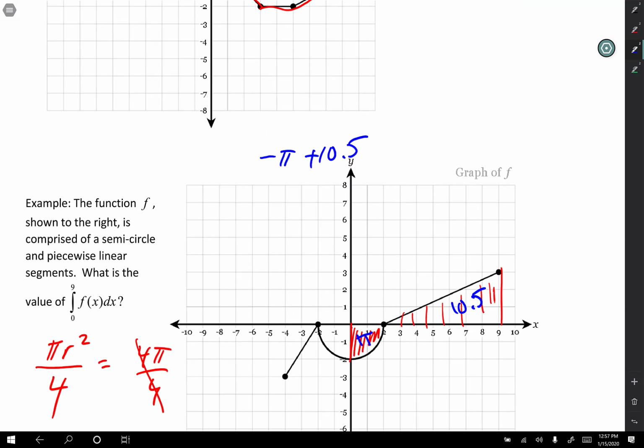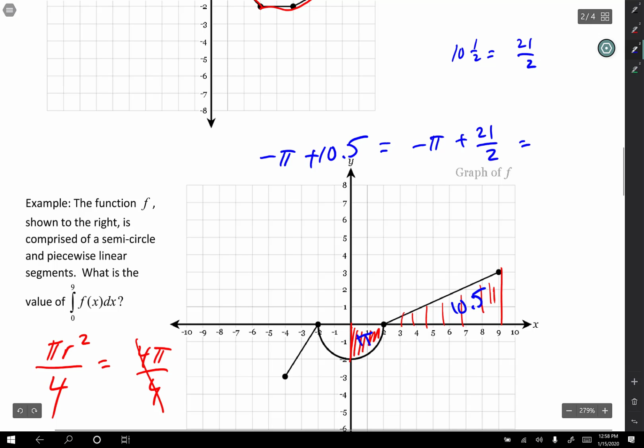Yeah. Well, I think the way they probably want it is like a common denominator. So let's see. 10.5 is the same thing as 21 over 2. So they probably want it either this way or negative pi plus 21 over 2. They both mean the same thing.